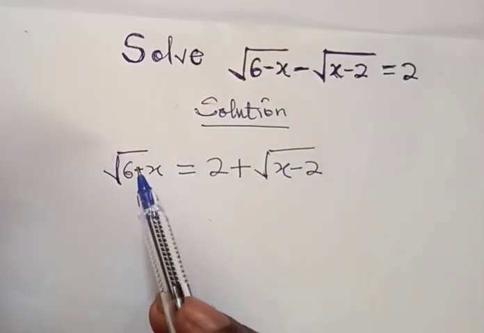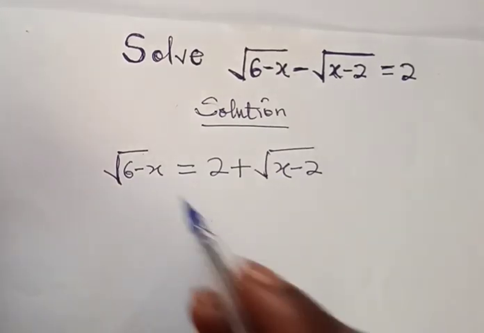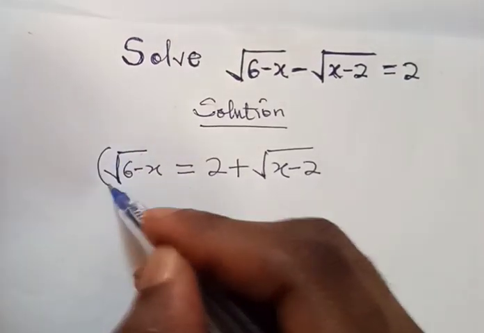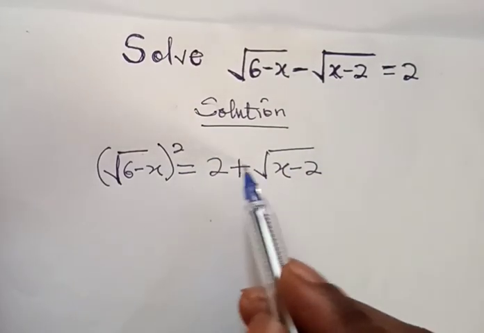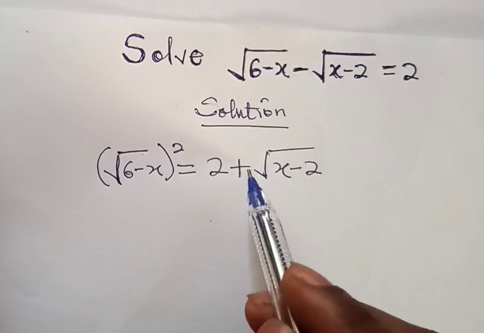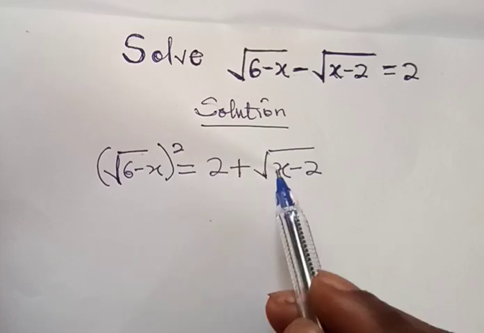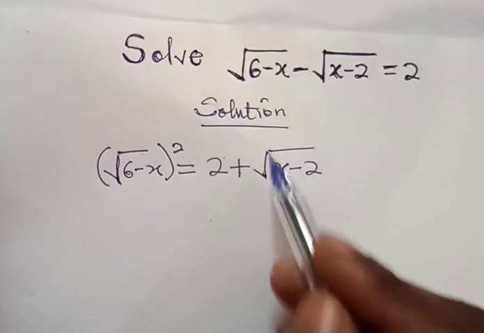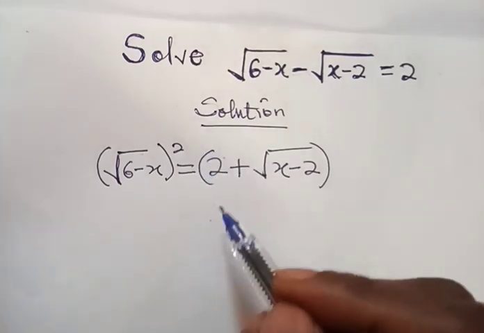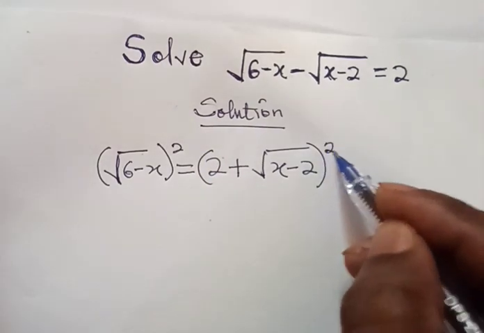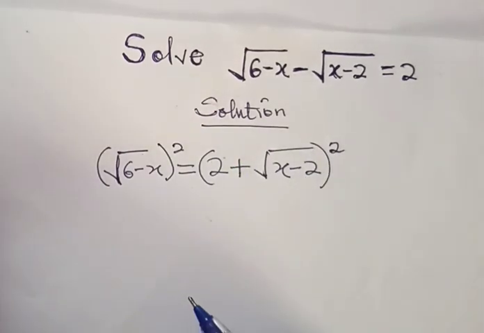Once you send one of them to the other side, you can go ahead and take the square of both sides. So look at how I'm going to square both sides. I said it again: because it is addition which is separating them, you don't need to square this alone, this alone. No, you need to square the entire expression. So you put them in brackets like this, then you square. It means that this square is going to affect all of them. Have you gotten that? Great.